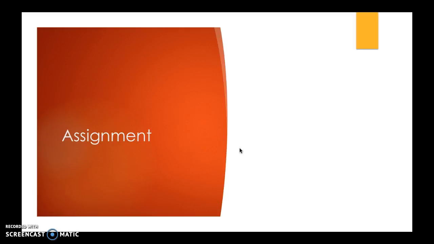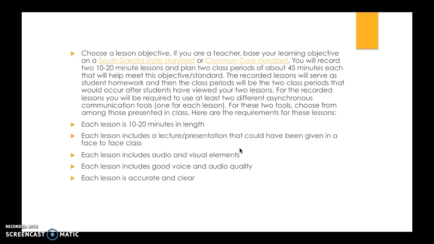So with the assignment that you're going to have to complete by the end of next week, again, you're going to choose a lesson objective, and you will record two 10 to 20 minute lessons and plan 2 class periods of about 45 minutes each that will help meet this objective or standard.